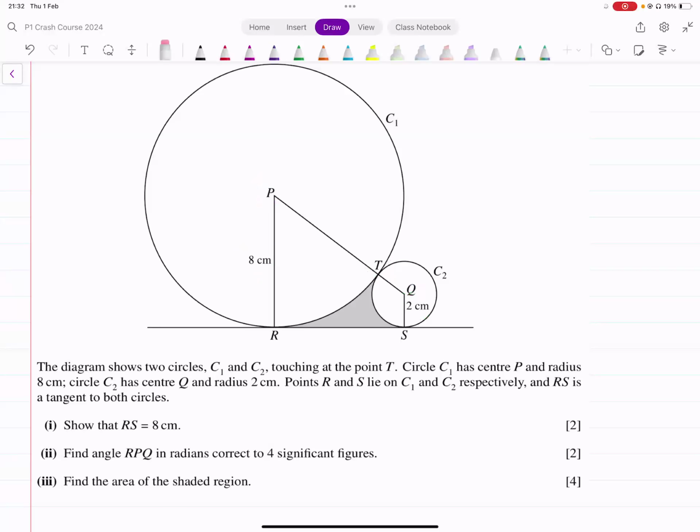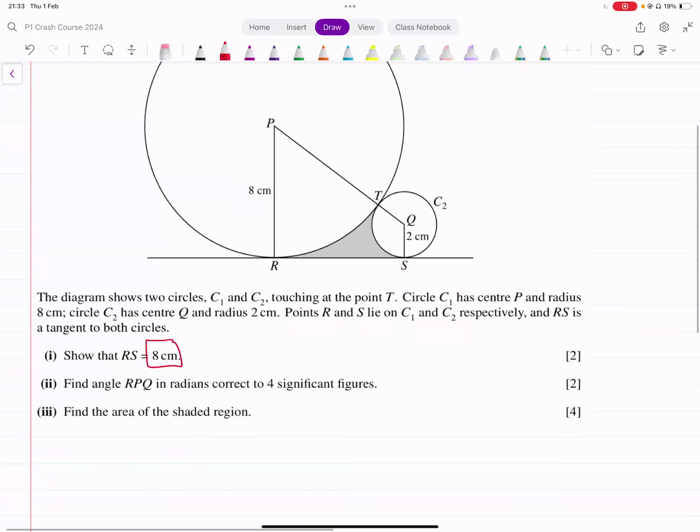Now, it says points R and S lie on C1 and C2 respectively. Remember, C1 and C2 are the names of the circles. One circle is called C1 and the other is called C2. R and S are these points. And RS is a tangent to both the circles. Okay, so that's the diagram. They just described the diagram in these first 2 sentences. And the first part, what we have to do is show that RS equals 8 centimeters.